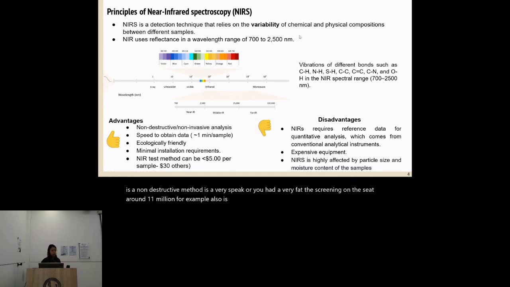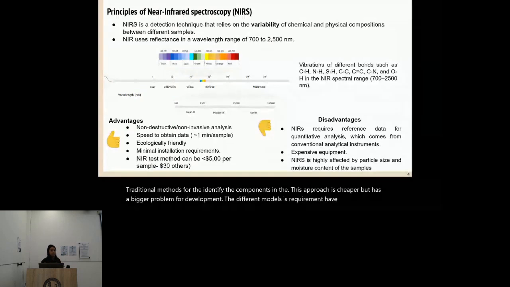It has minimum requirements for obtaining the equipment, and also when compared to traditional methods for identifying the compounds in the seed, this approach is cheaper, but it has a bigger problem for development. The different models require destructive analysis with traditional methods, and also it is very sensitive when the sample has a lot of humidity in the seeds.